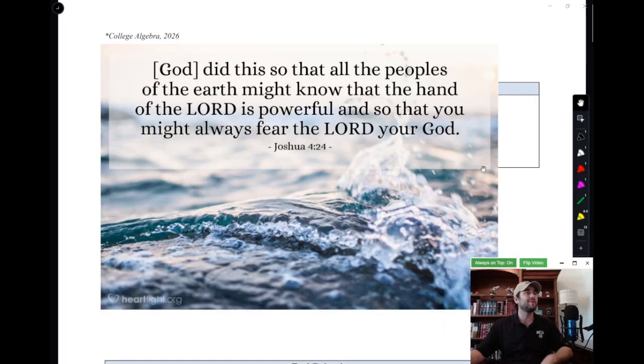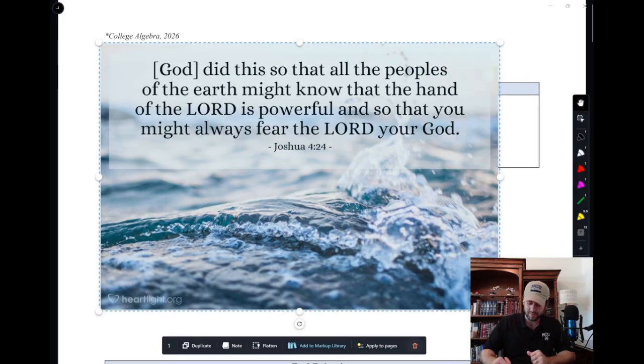other than having the word power in it, this is just a scripture of the day. A little bit of encouragement before we get started. Joshua 4:24 says that God did this so that all the peoples of the earth might know that the hand of the Lord is powerful, and that you might always fear the Lord your God. So nothing to do with power functions or polynomial functions in general, but a good reminder of the power and the might of the Lord your God.